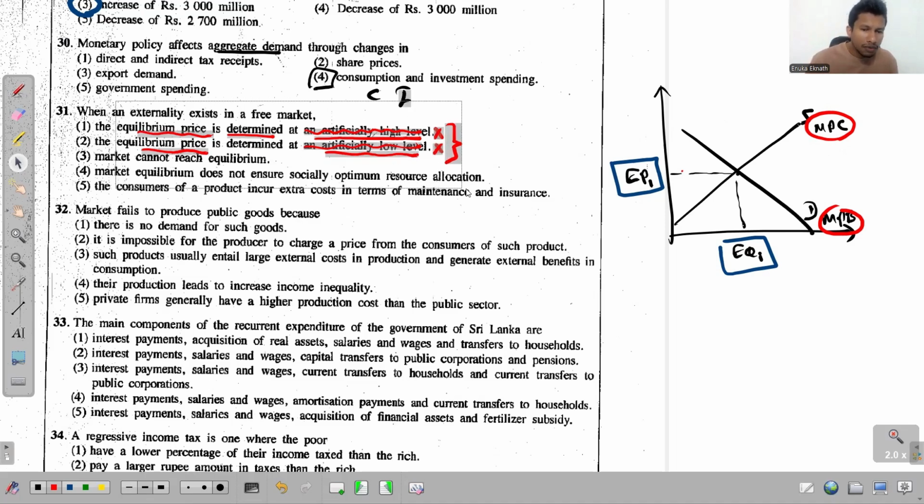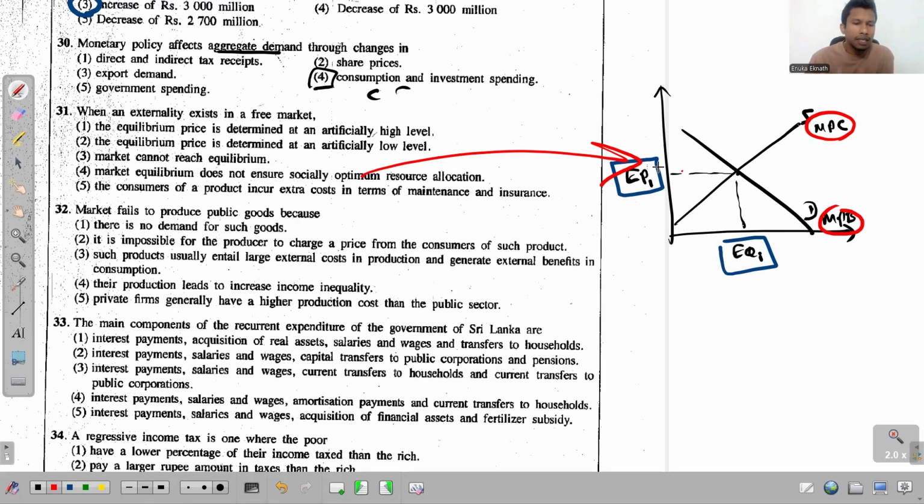Right, and then the third one, market cannot reach equilibrium. I think, what is this thing? This is the equilibrium itself. So even if the market does not consider the externalities, the market can reach its equilibrium. But that is the equilibrium again based on marginal private cost and marginal private benefit, right? So it can reach equilibrium. So none of these are the answers. Fourth one, market equilibrium does not ensure socially optimum resource allocation. 100% true, and that's what I was explaining earlier.